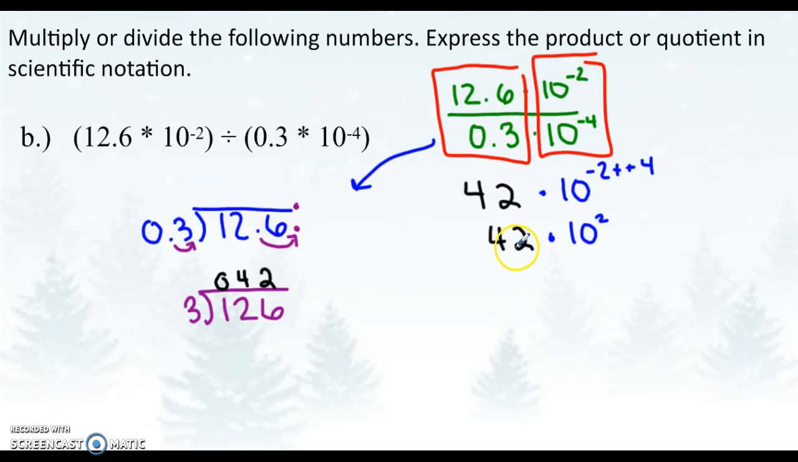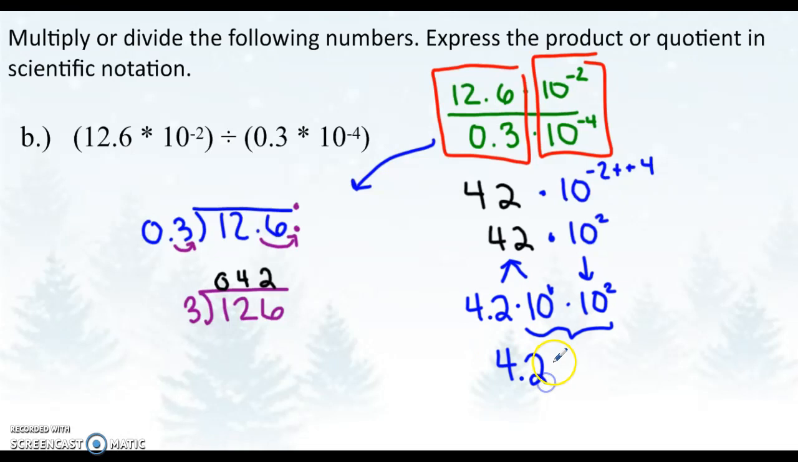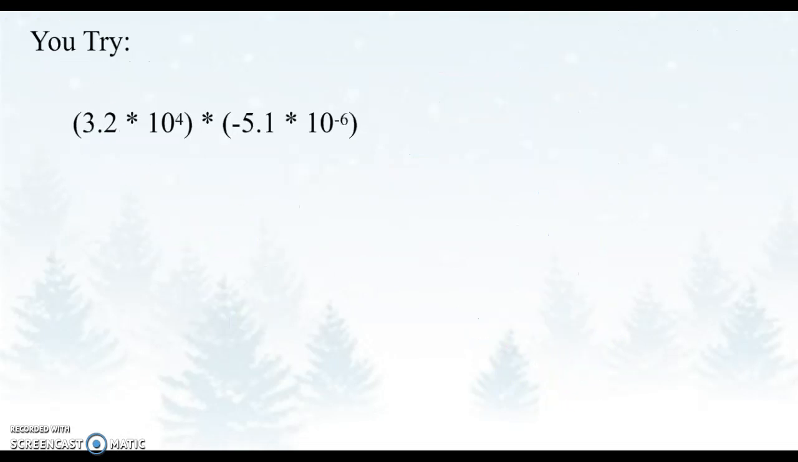But again, that's not quite right, because 42 is not between 1 and 10. So we're going to rewrite this in scientific notation as 4.2 times 10 to the first. I've got to bring that down, times 10 to the second, and combine these. That's 4.2 times 10 to the third. Here's your next problem. Give it a shot. Please pause the video and try this and check in with your partners.